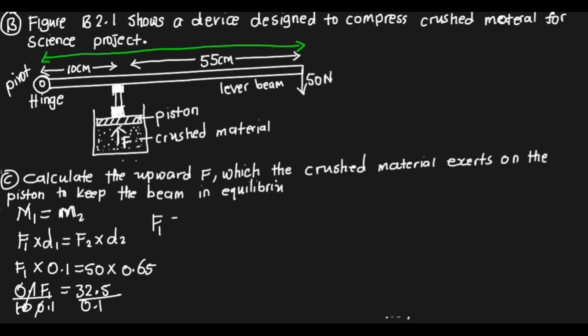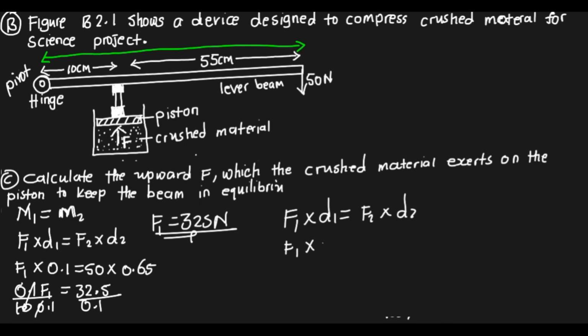So let's look at force 1 is equal to 32.5 divided by 0.1. So I'm getting 325 newtons as our force 1. Now in terms of the force, since we are not going to find the moment, in terms of the force we can also find the same answer but just by using the actual distance. So let's say we have force 1 times the distance 1 is equal to force 2 times the distance 2. So force 1 is what we are solving.